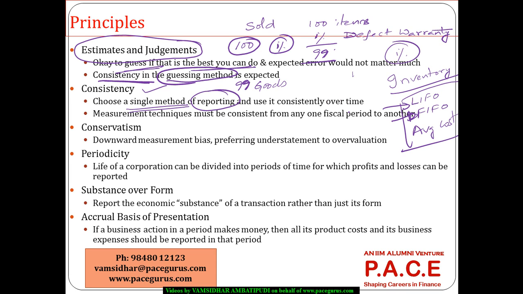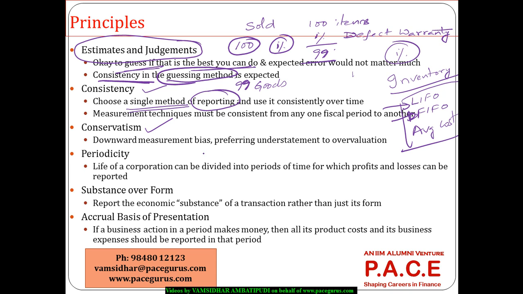So they should not change from year to year just to take advantage of the weakness of the differences that are there in two different models and try to use it to the advantage of the firm. So there should be a single consistent method in terms of reporting over the various financial years.